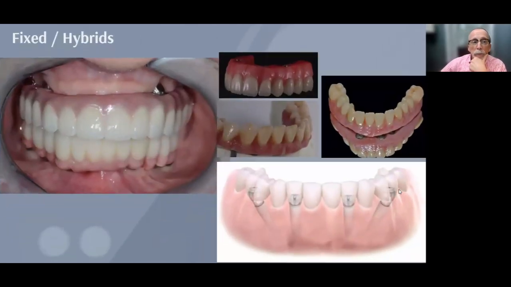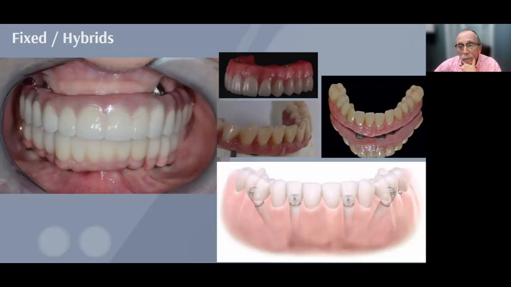It works really well. So let's go to the other end of the spectrum briefly and talk about fixed hybrids. And again, this is just a restoration that's bolted down to 4 to 6 implants. And again, it could be bolted directly to the implants. It could be bolted directly to an element that is bolted into the implants. We call it multi-unit abutments. It could be solid zirconia. It could have zirconia with metal sleeves. It could be a bar wrapped with denture acrylic and denture teeth.